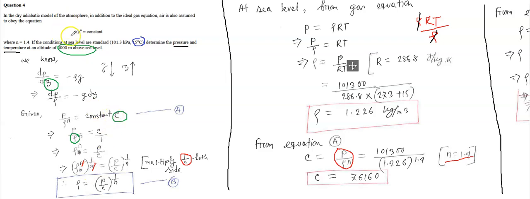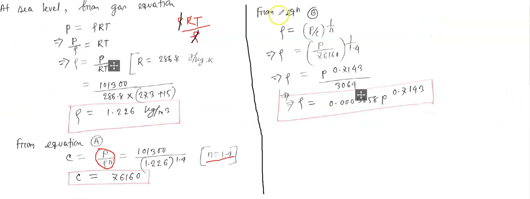We derived from these equations, especially for the density, rho equals (P over C) to the power 1 by n. So this is equation B. If we use this equation B, rho equals (P over C) to the power 1 by n. Sorry, we actually need to calculate the pressure, right? So we know this constant. We already calculated this constant, 76,160. So put this in here, and n is 1.4.